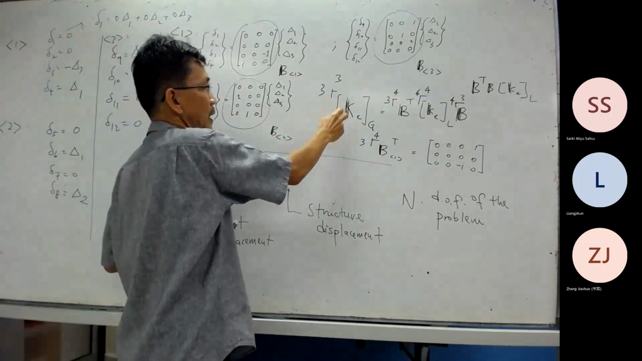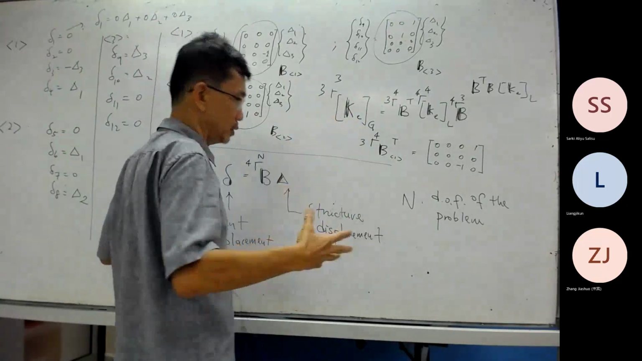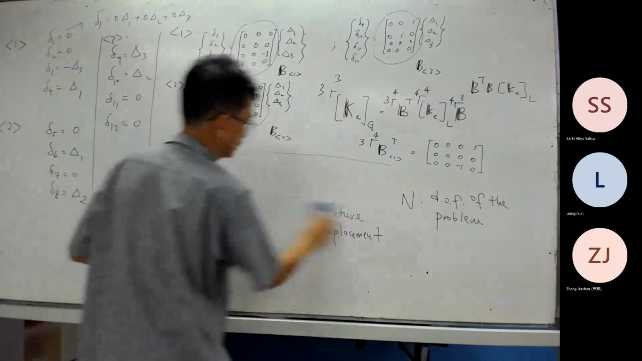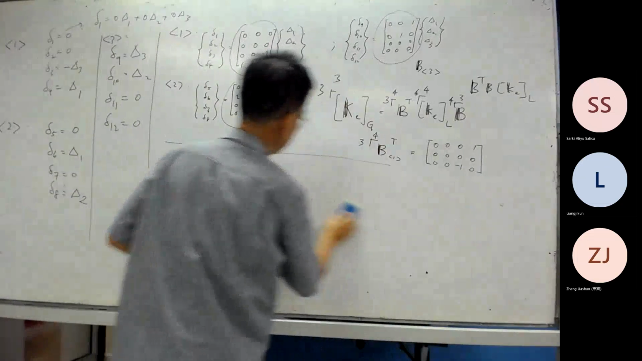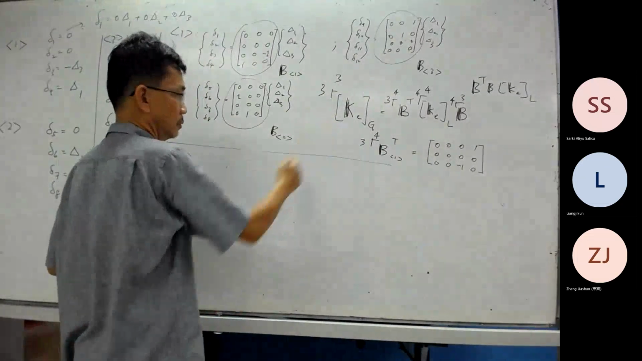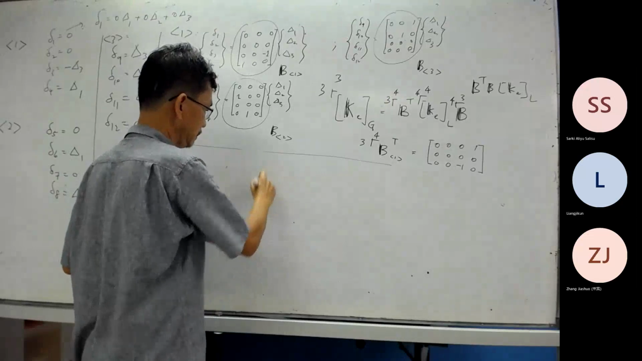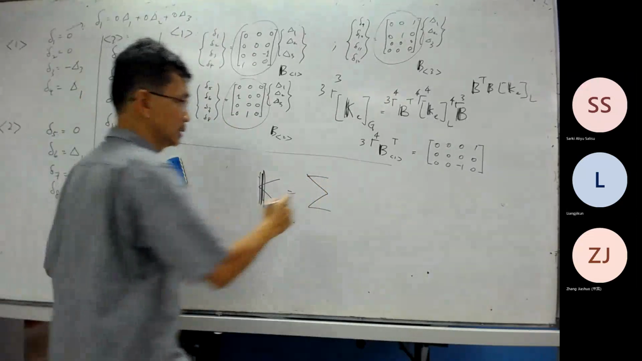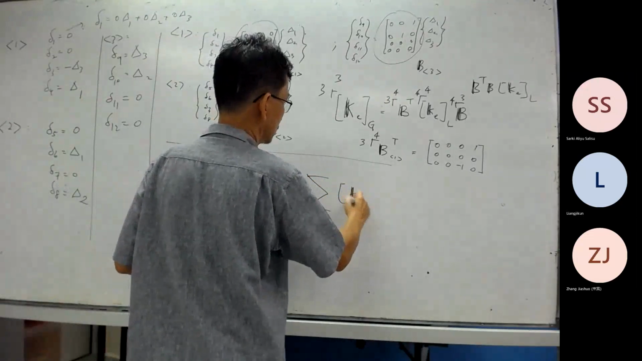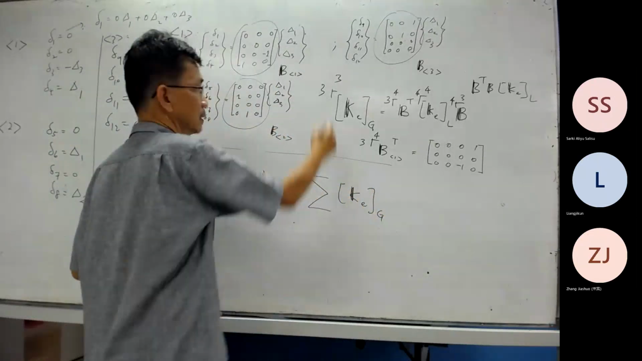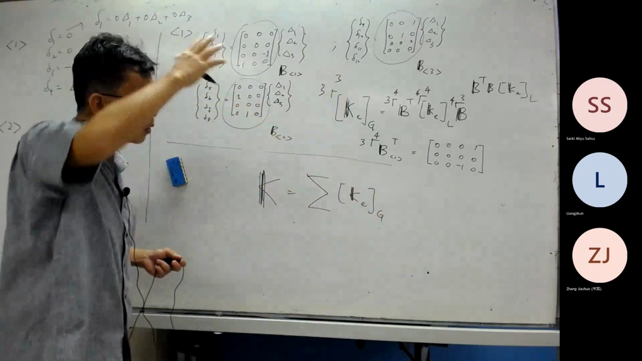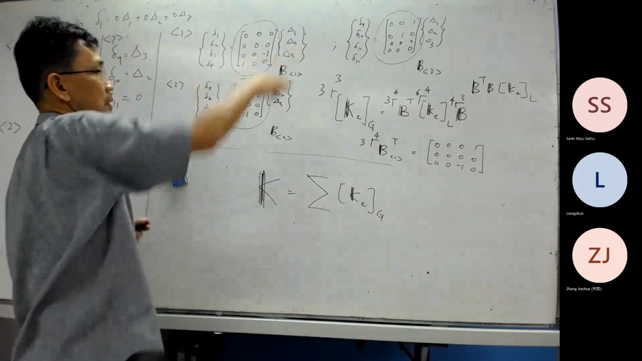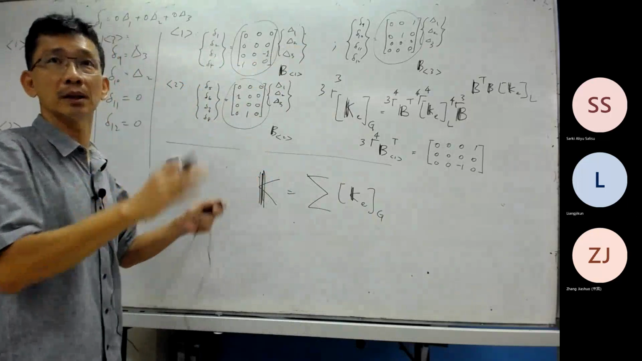This is only to get the element stiffness matrix at structure level. You still need to assemble. Okay, you still need to get the big K by assembling all of this. And you already changed all the elements into 3 by 3 through this relationship, then you can just add them together.